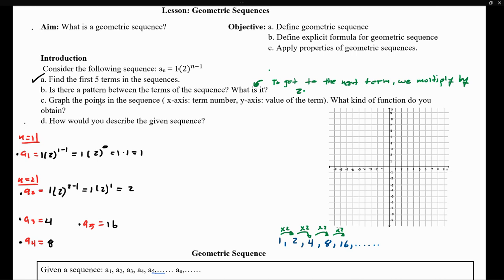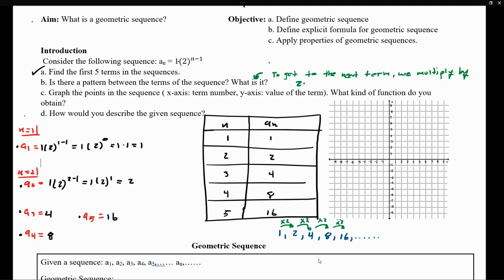Now, let's see what happens if we decide to plot the values of the terms in our sequence. So let's graph the points in the sequence. Recall that whenever we want to plot the terms of a sequence, our x-axis is going to be the term number, and our y-axis is the actual value of the term. So let me create a table of values and I'll be back in a second.